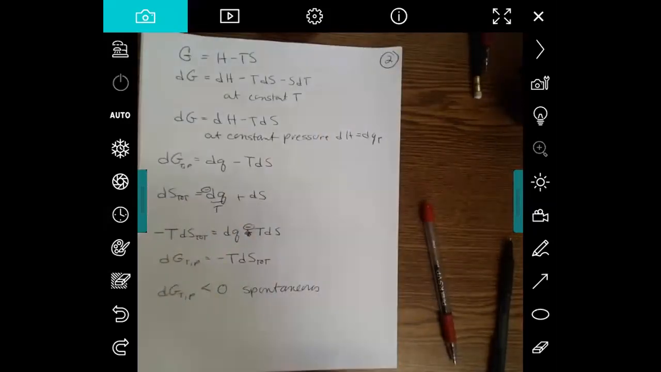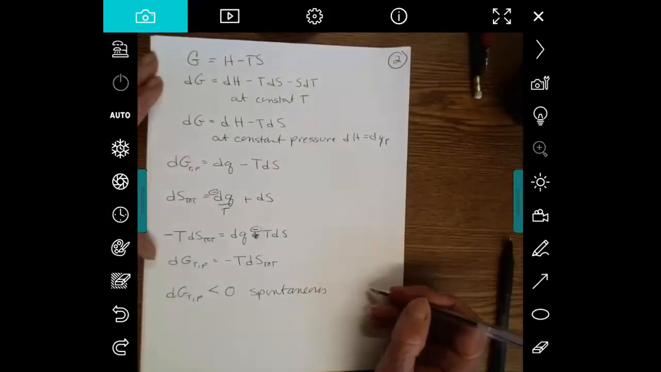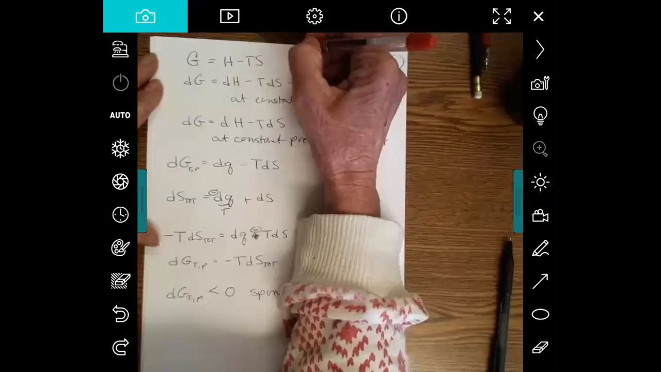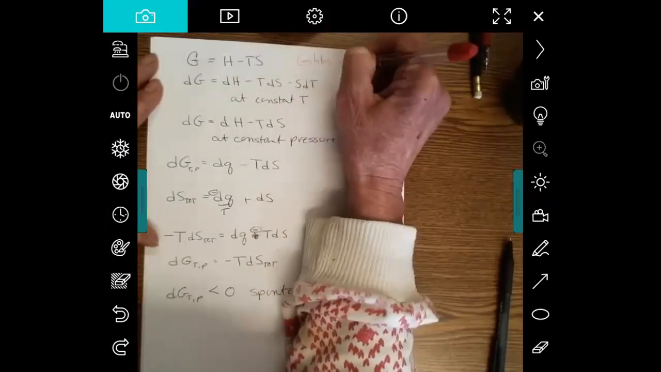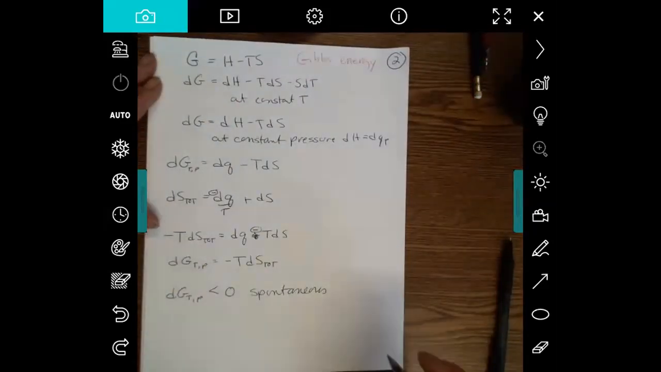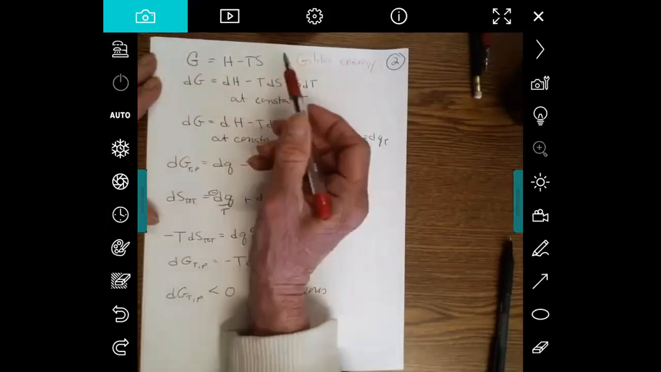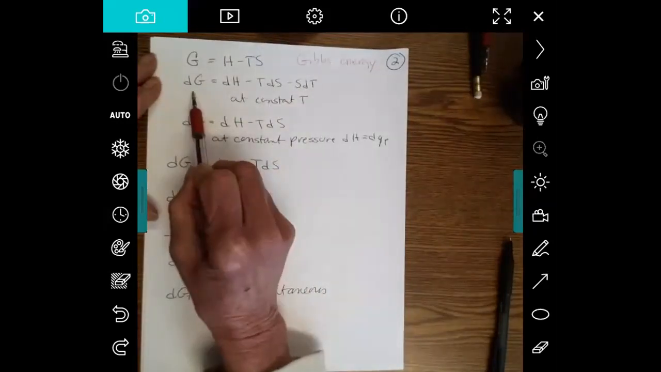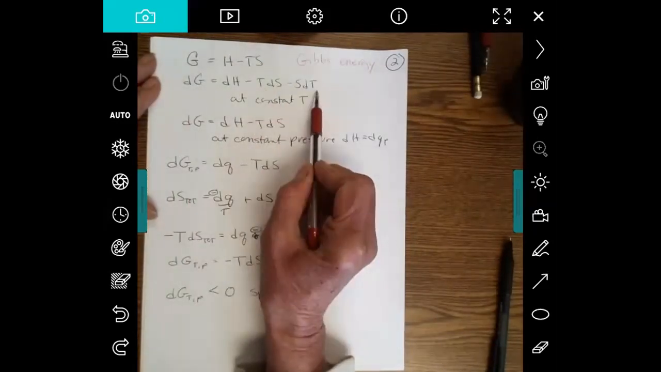So the second function that we define for a more common situation is Gibbs free energy, which is the one that you've grown accustomed to using. By definition, it's enthalpy minus TS. So an infinitesimal change is equal to dH minus TdS minus SdT.